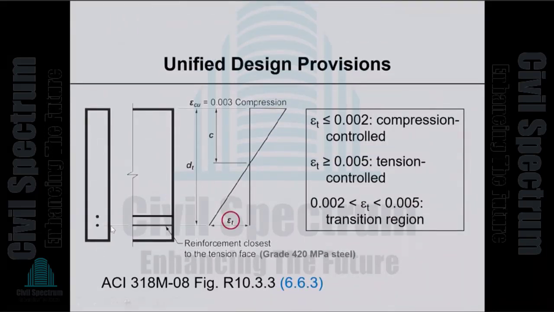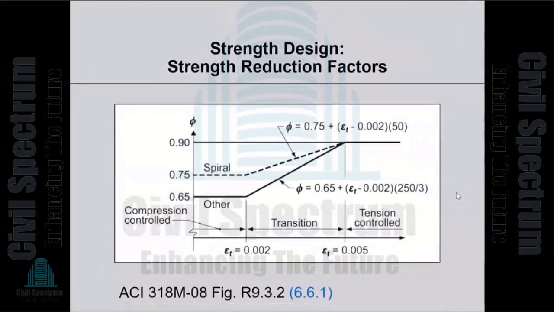I showed you this picture yesterday. This is a repeat, and what I'm saying is also a repeat because it is that important. So if the net tensile strain, which is the strain in the reinforcement corresponding to 0.003 in the extreme compression fiber of concrete, is less than or equal to 0.002, we have a compression controlled section. If it is larger than or equal to 0.005, it's a tension controlled section.